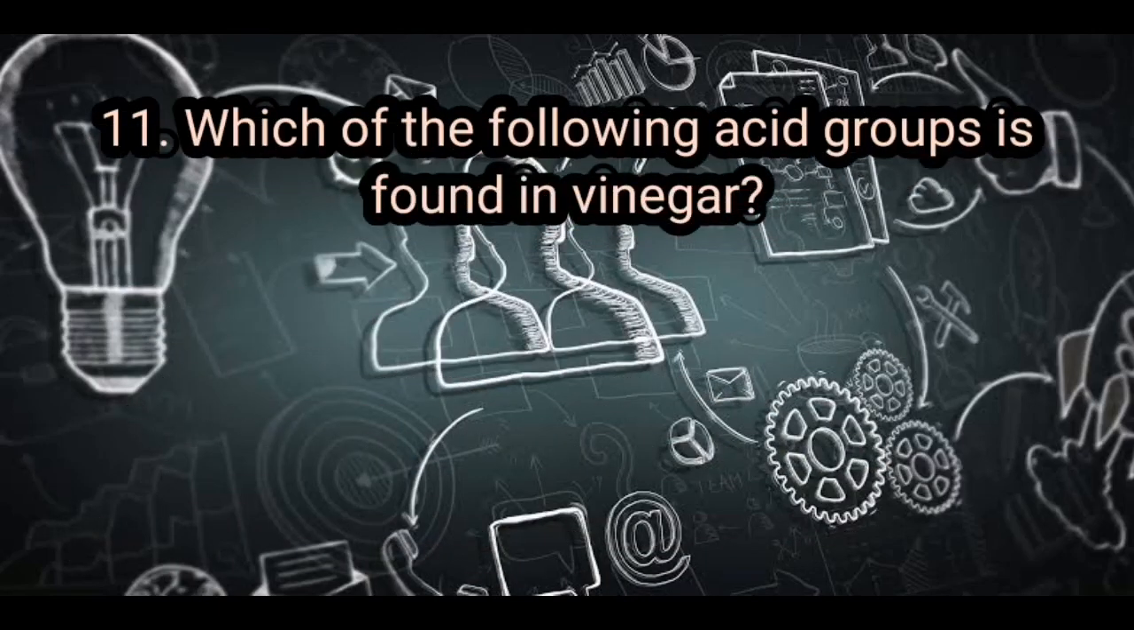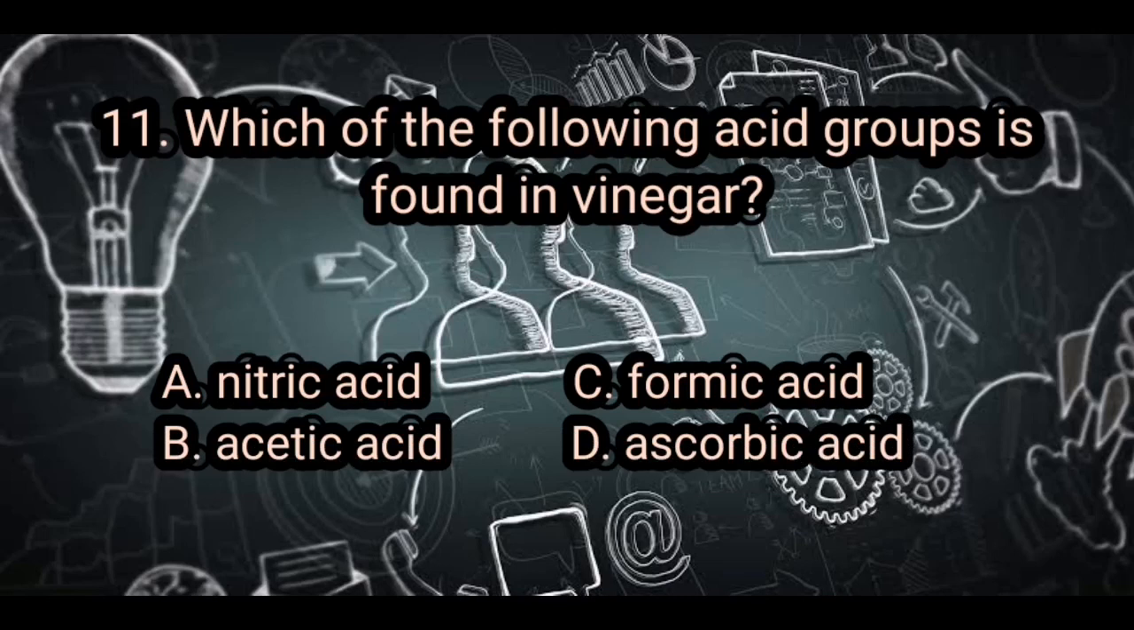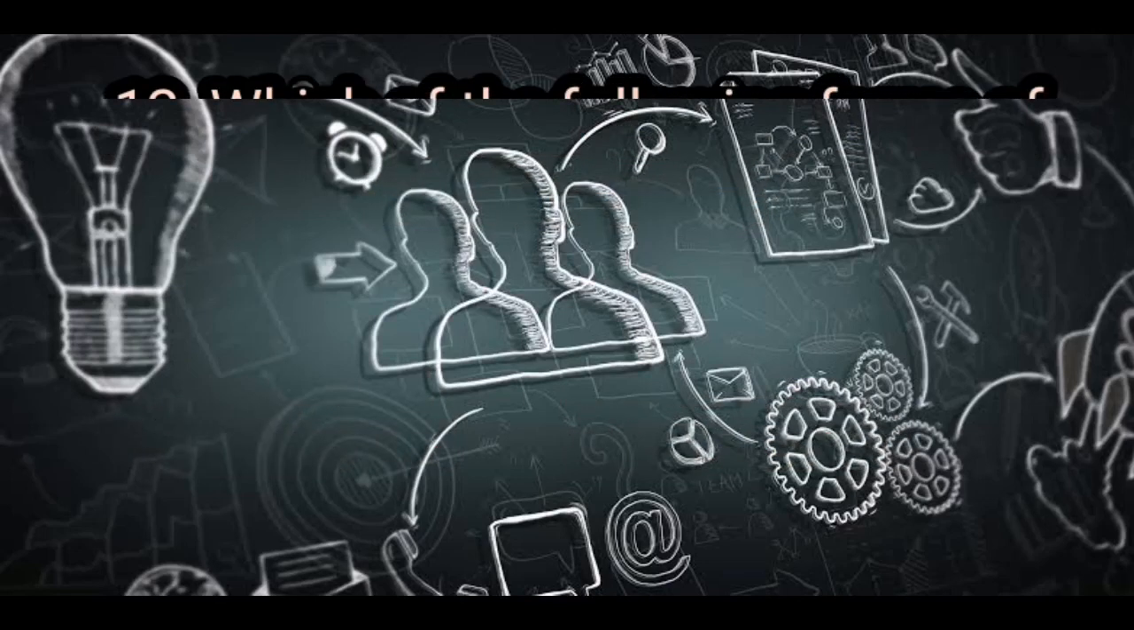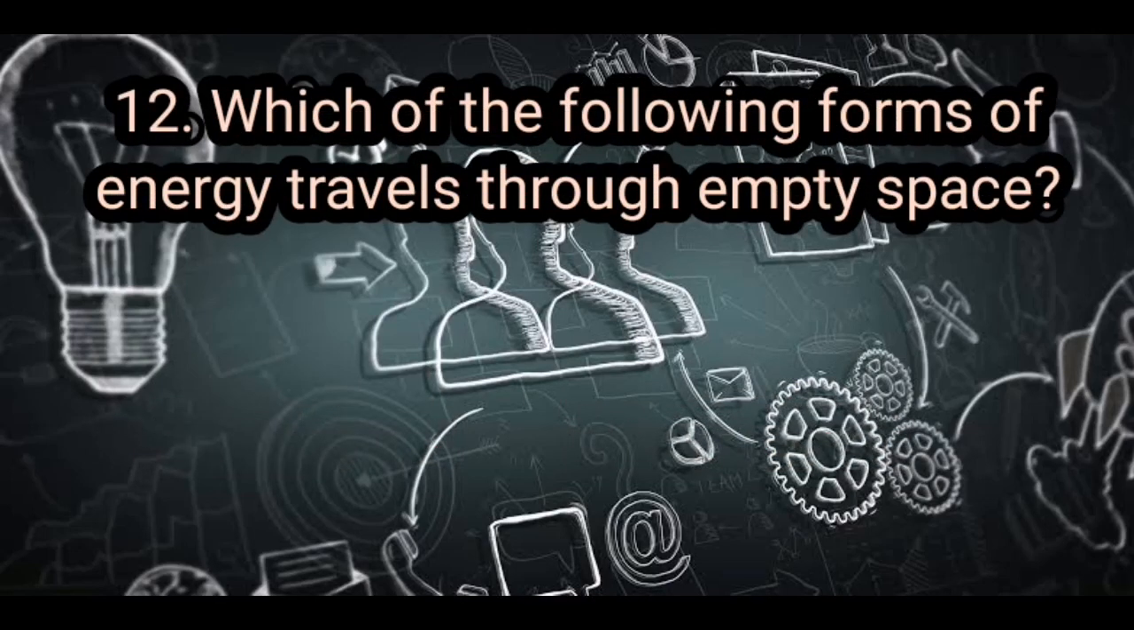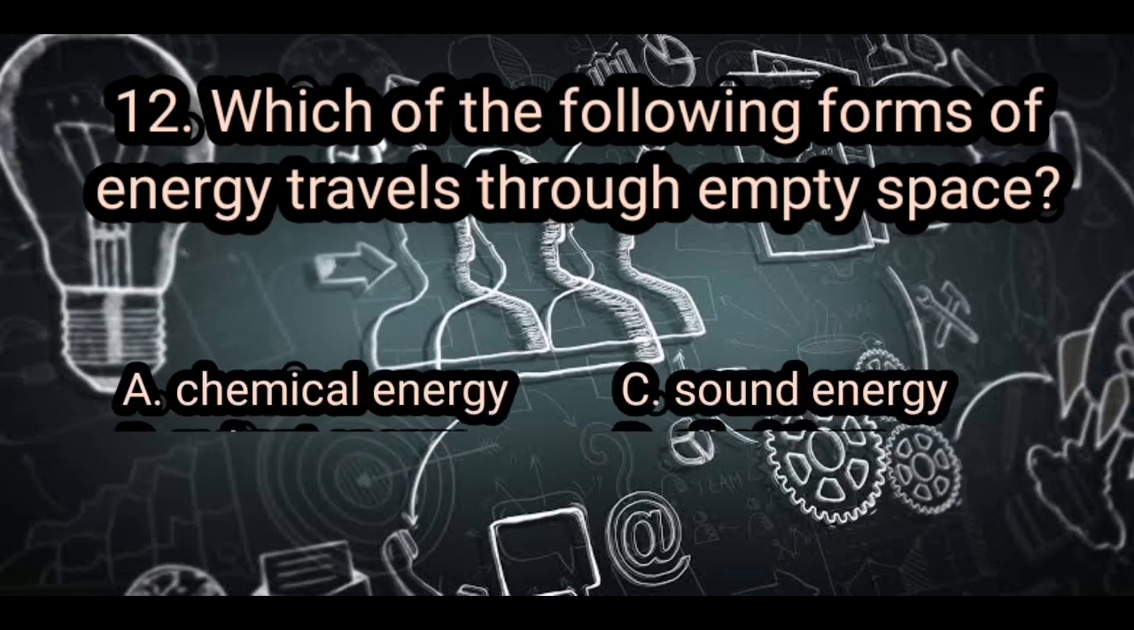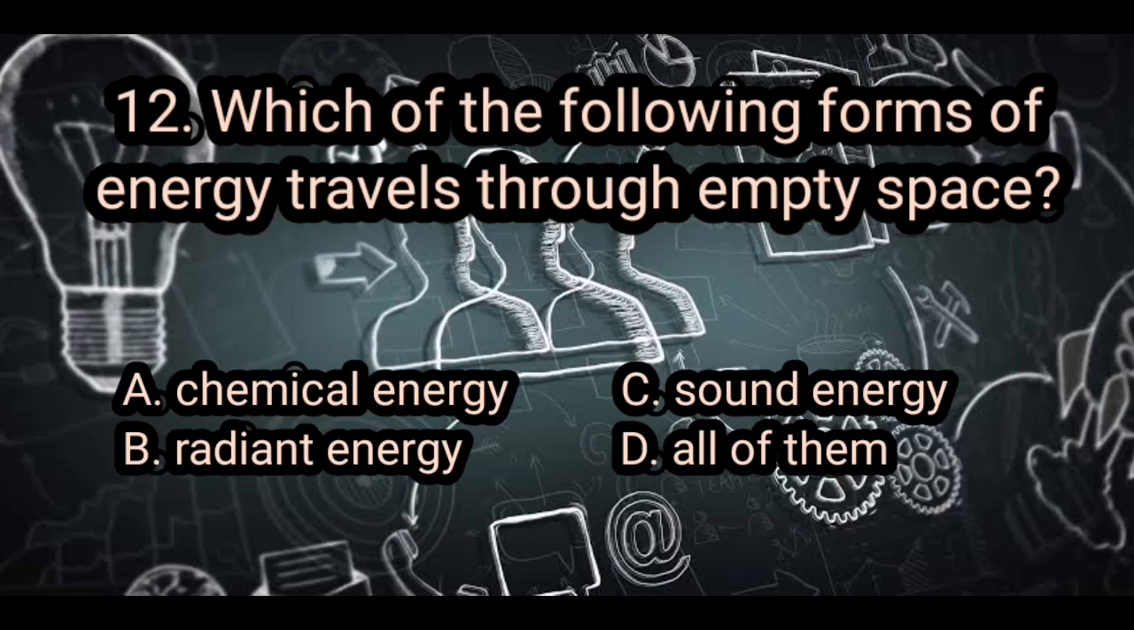11. Which of the following acid groups is found in vinegar? A. Nitric acid. B. Acetic acid. C. Formic acid. D. Ascorbic acid. Correct answer. Letter B. 12. Which of the following forms of energy travels through empty space? A. Chemical energy. B. Radiant energy. C. Sound energy. D. All of them.